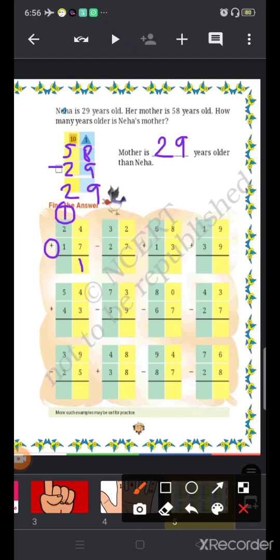Now we'll add the tens. First we'll add this carry and this 2. So 2 plus 1 is equal to 3. And 3 plus 1 is equal to 4. So our answer is 41.